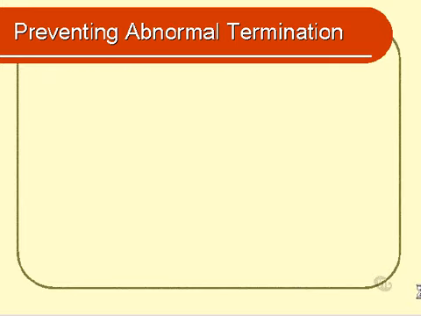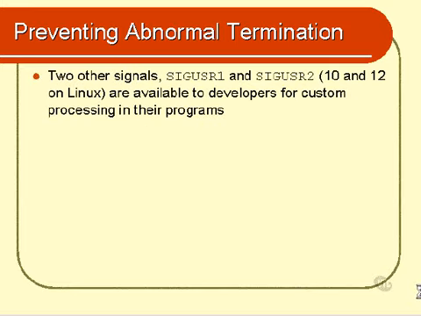There's actually a couple more, SIGUSR1 and SIGUSR2, which have been specifically set aside for programmers to use to enable inter-process communication, just like I talked about before, to perform some custom action. Now these tend to vary from Unix to Unix, and on the Linux system that I'm using, SIGUSR1 and SIGUSR2 are 10 and 12 respectively.